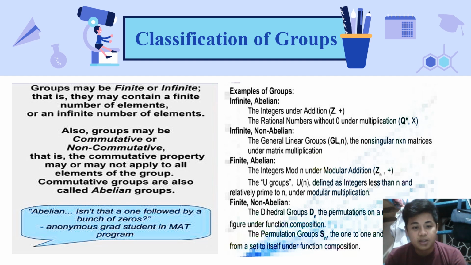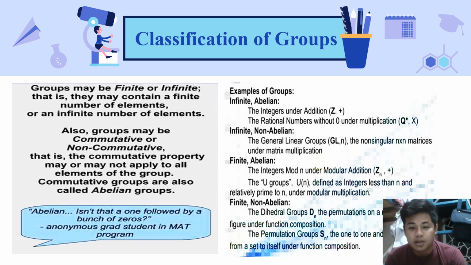Here are the examples that define the groups. Infinite and abelian: the integers under addition, and the positive integers. The rational numbers without zero under multiplication. Infinite non-abelian: the general linear groups GLn, the non-singular n by n matrices under matrix multiplication.